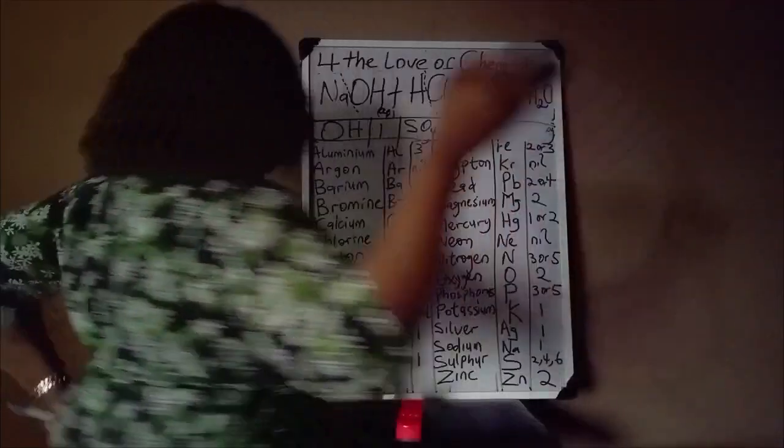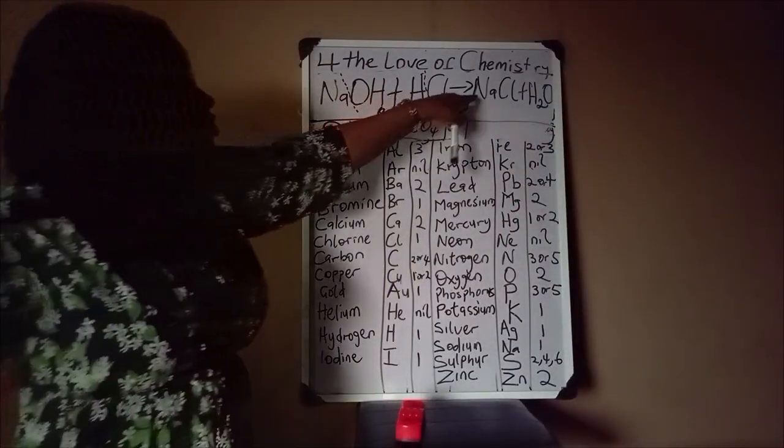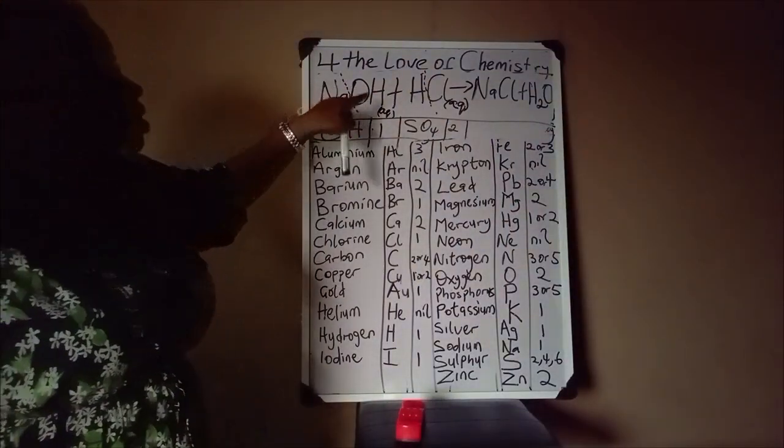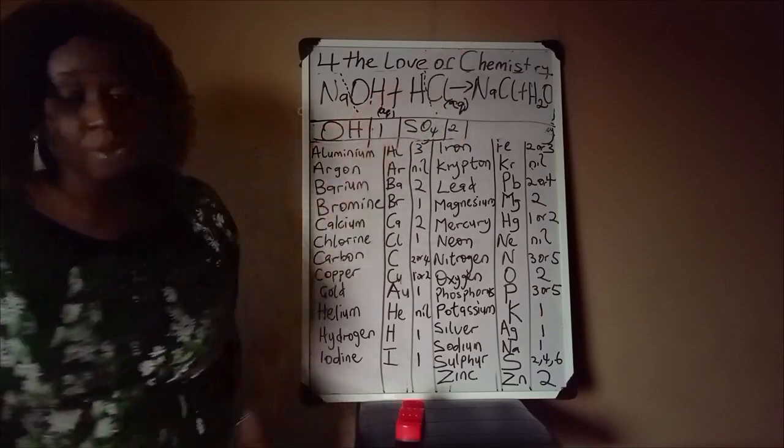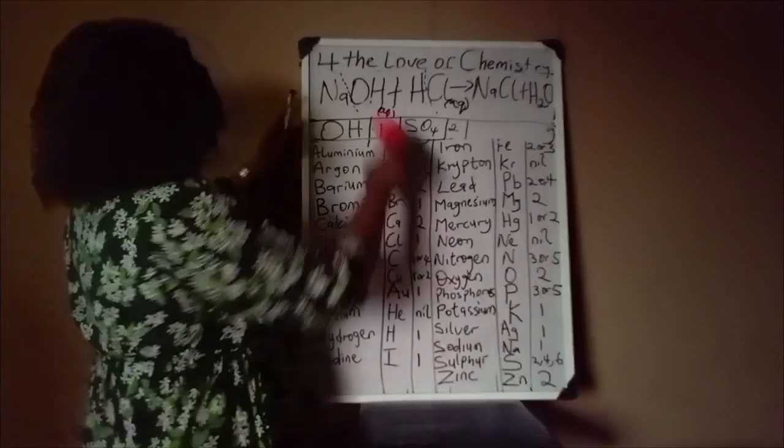Now let's see if it's balanced. So you have 1 sodium, 1 sodium, 1 oxygen, 1 oxygen, 2 hydrogens, 2 hydrogens, 1 chlorine, 1 chlorine. So it's a balanced equation.